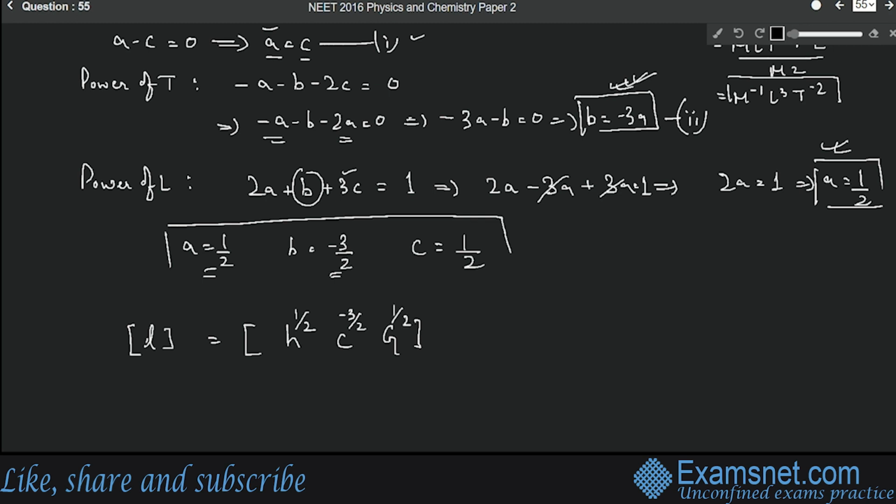So how can we write this combination? We can write it like this. h to the power half, that means it will be in the form of root. So under root h and g is also having the power half, h and g upon c to the power minus 3 by 2. So it will go on the denominator side, and c to the power 3 by 2. Minus means it will go to the denominator side. So the correct expression will be under root h into g upon c to the power 3 by 2.